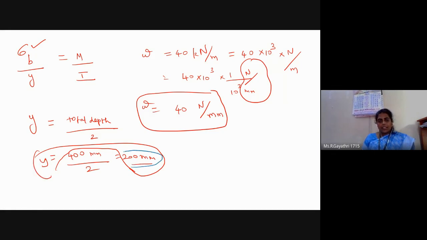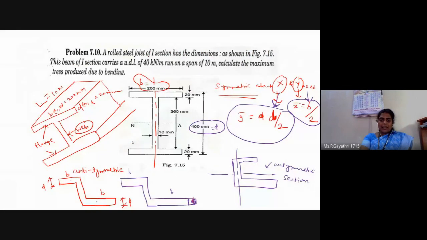Okay, 200 mm. So we found the y value, that is 200 mm. Next we need to find the moment and the moment of inertia. So we know that sigma by y is equal to M by I. Here y means total depth by 2. Total depth is 400 mm, so 400 by 2, 200 mm. Okay, next, the moment of inertia.